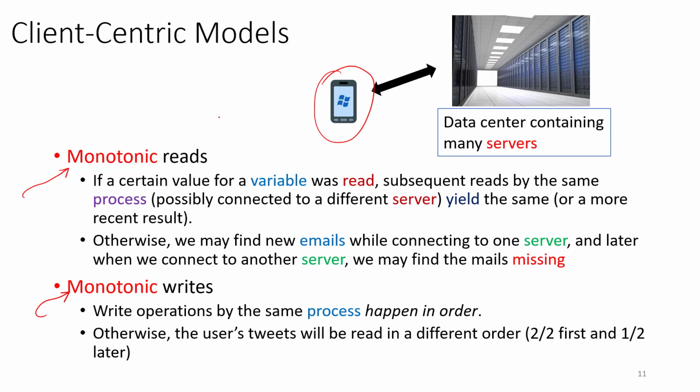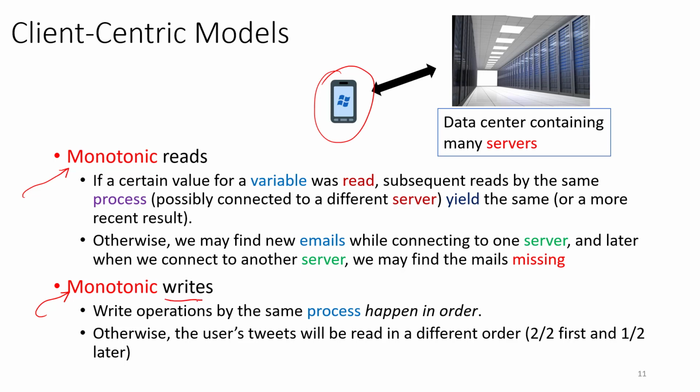If this doesn't happen, I may see a mail now, and sometime later I may not see the mail, right? And later when we connect to another server, we may find the mails to be missing, right? So then there will be an issue. So this is monotonic reads, which is purely from the perspective of the client. We are not looking at it from everyone's perspective, as we were doing earlier.